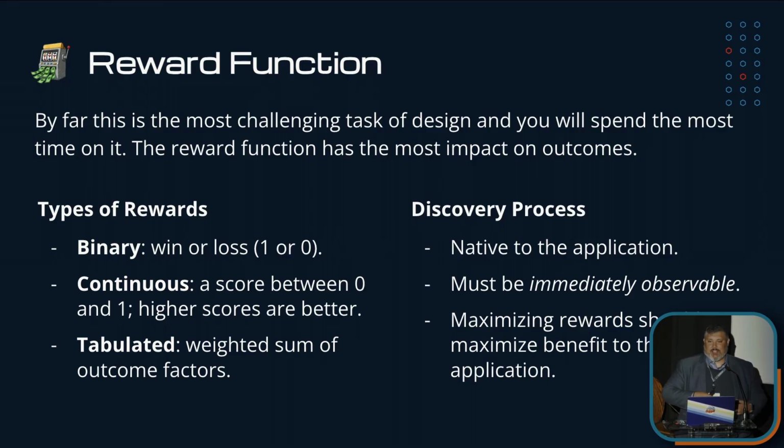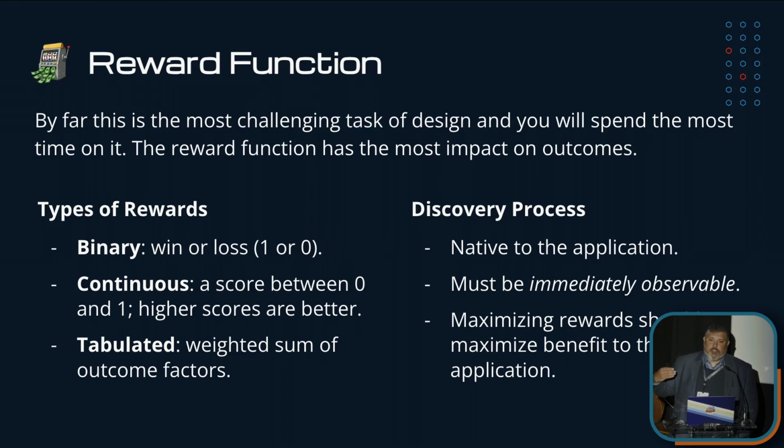So if you want something that's less, then you invert that function so that 1 is better. And then you can map that reward function into your multi-armed bandit application very, very easily. A couple of notes on the reward discovery process. This is another big tripping hazard.